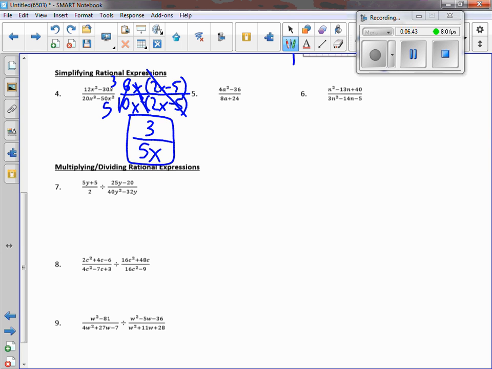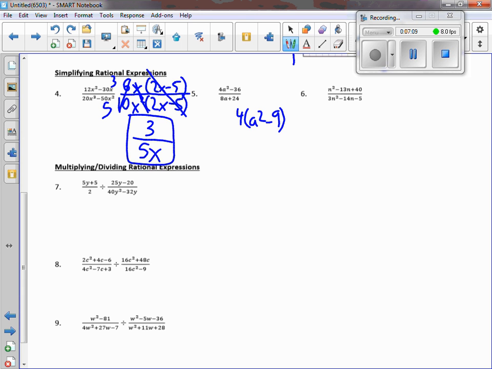Number 5, again, simplifying, so we're going to factor and reduce. There's a GCF on top of 4, so we'll factor out the 4. And that's going to leave me with a squared minus 9. What you should notice right now is that you can factor that further. A squared minus 9, those are both perfect squares with a minus sign, therefore difference of perfect squares.